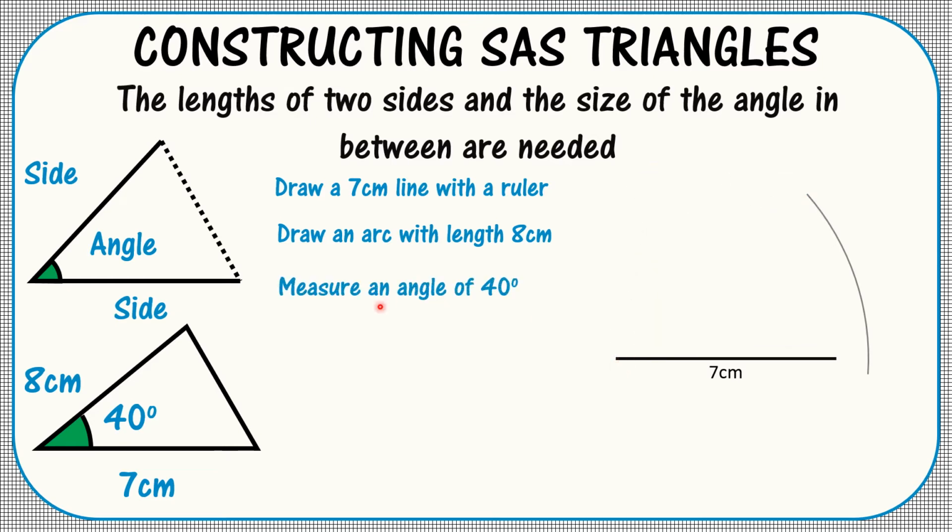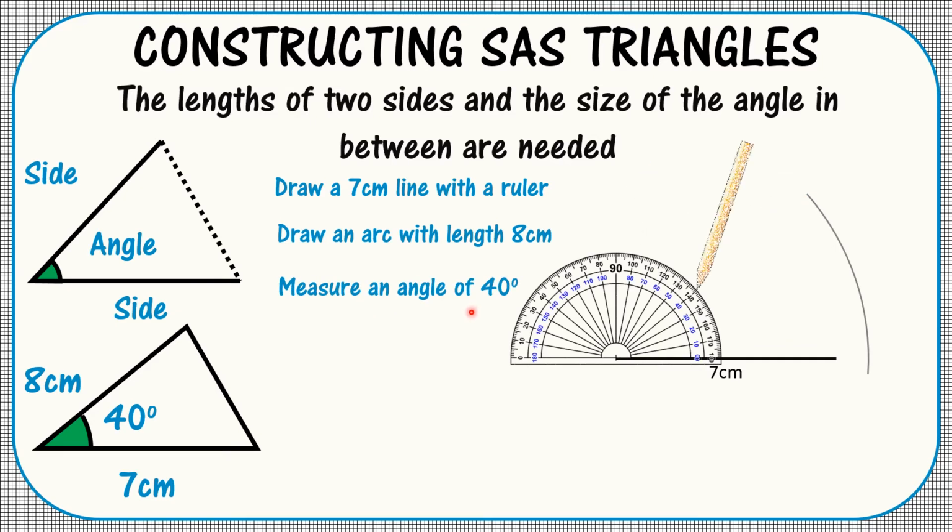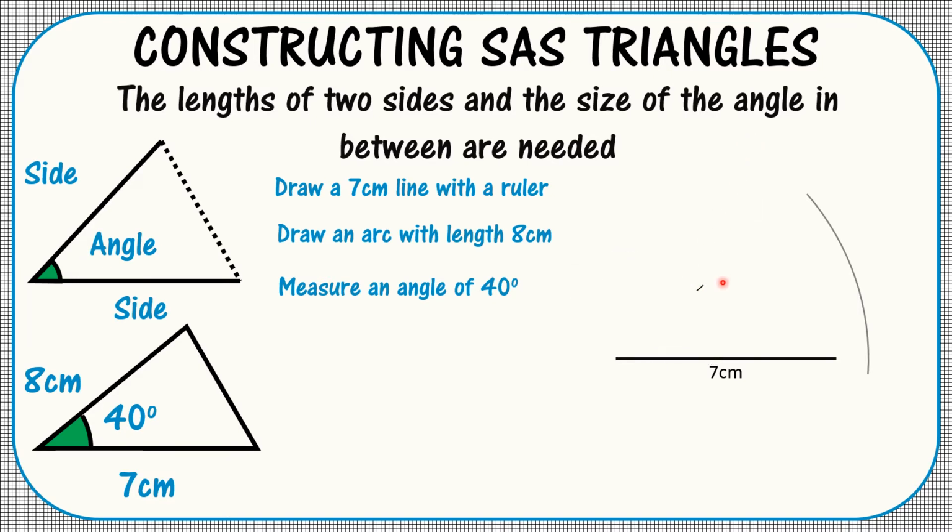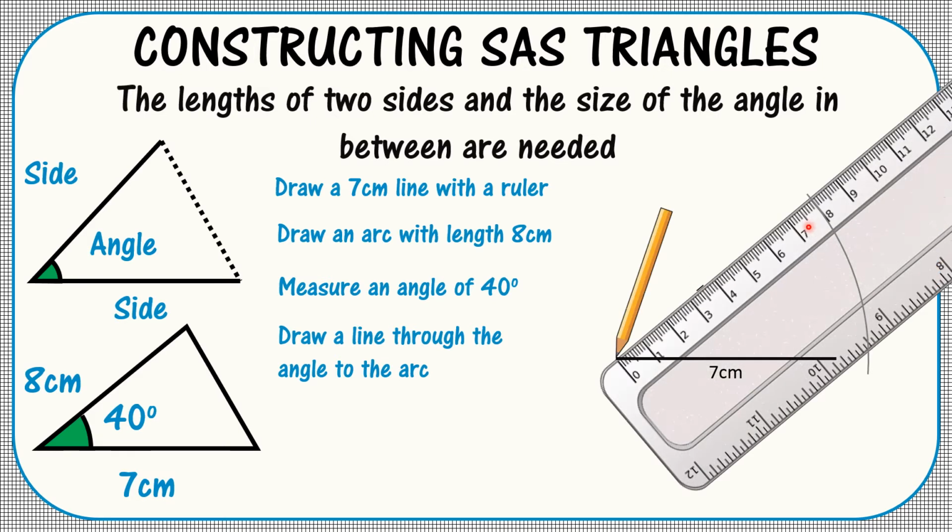The next step is measure an angle of 40 degrees. So you should know how to measure angles. As you can see, this is 0, 10, 20, 30, 40. 40 degrees is here. What you do is you'll draw a thin line. The next step is you'll draw a line through the angle to the arc. So it will start from this point and it will go through the angle and it will touch the arc, as shown like this.